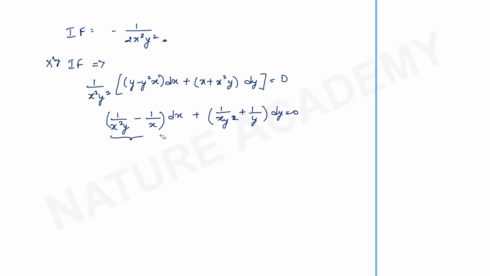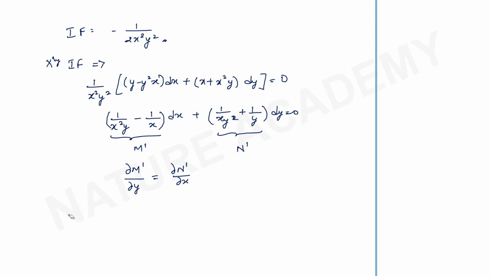Now consider this term as m dash and this term as n dash, the new M and N now. So this is in the form m dash dx plus n dash dy is equal to 0. Now clearly you can see that ∂m dash/∂y is equal to ∂n dash/∂x. So this is an exact differential equation. Now find the general solution by integrating m dash with respect to x and n dash with respect to x, but the terms not containing x should be written as part of n.